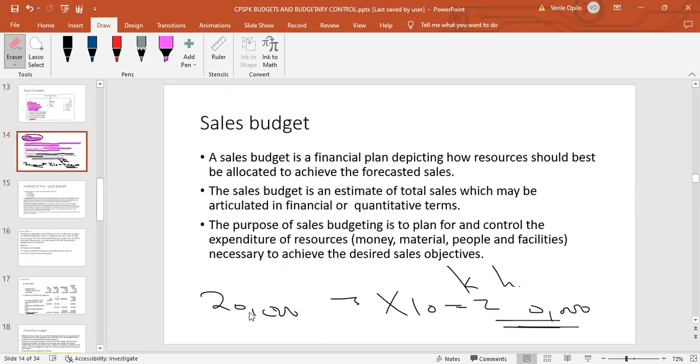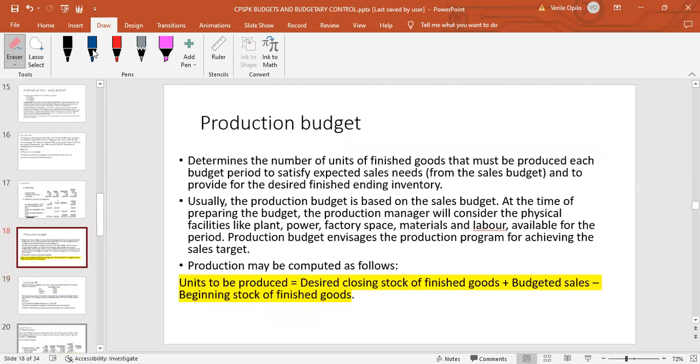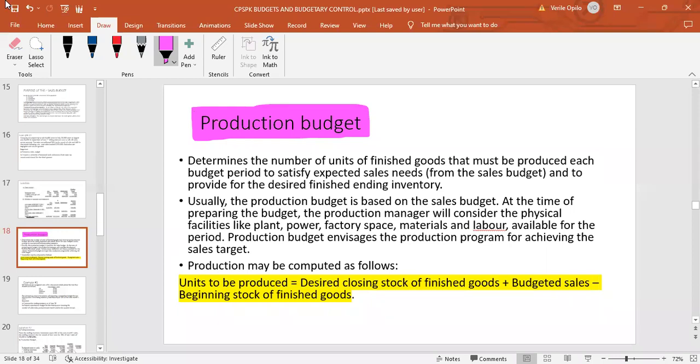The other kind of budget that we need to look at is the production budget. And again, as the name suggests, we are looking at creating a budget for production, for how many units the business needs to produce in a given period of time. So the production budget is going to have details about the number of units of finished goods that must be produced by the business in a given period. And you're likely to find that what is included in the production budget is likely to be influenced by the sales budget.